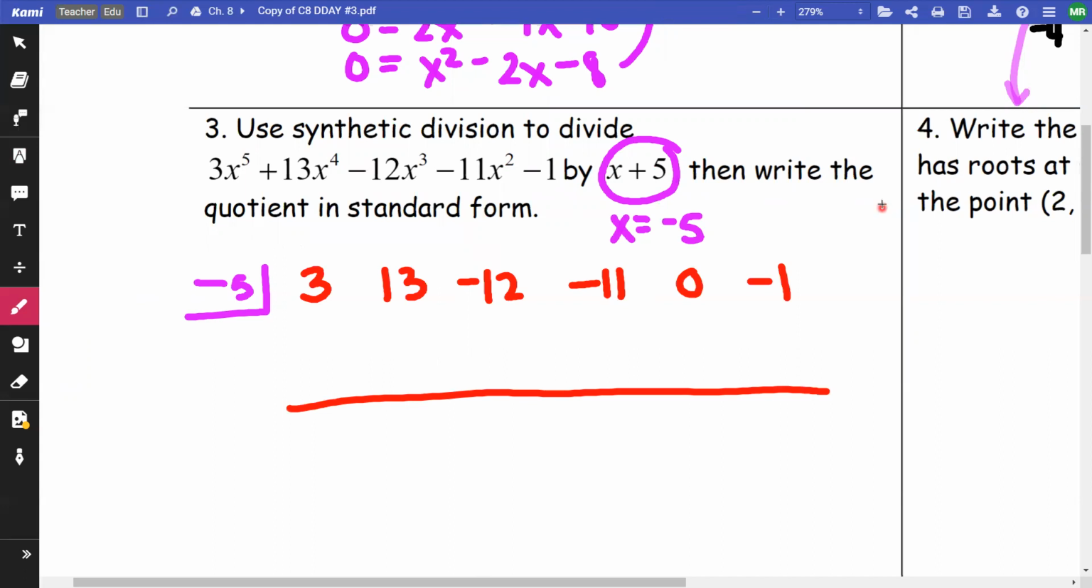So any degree I'm missing, if this one's a degree 5, if I'm missing 4, 3, 2, 1, or the constant, I need to put 0 in its place. Okay, so I'm going to bring down this 3.